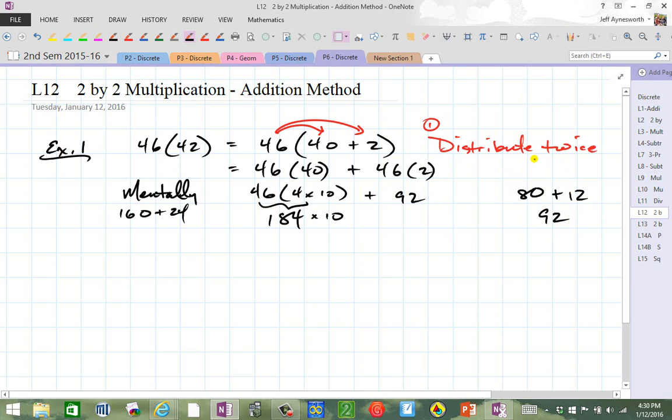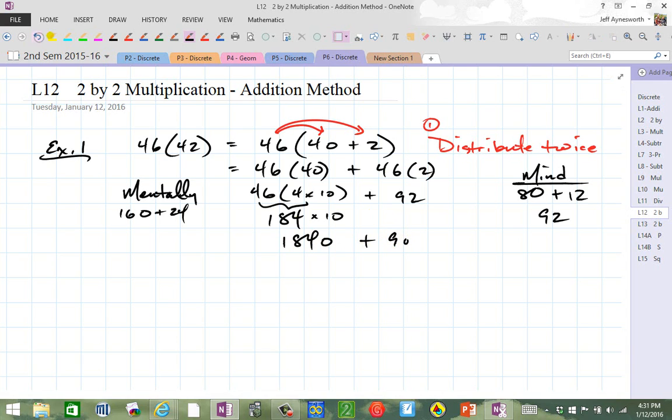So this is what I do in my mind, okay? I multiply left to right using place values. So I go 2 times 40 is 80, 2 times 6 is 12, 80 and 12 is 80, 10 and 2, which is 92. So I have to add 1,840 plus 92. All right, so I know my answer is over 1900.